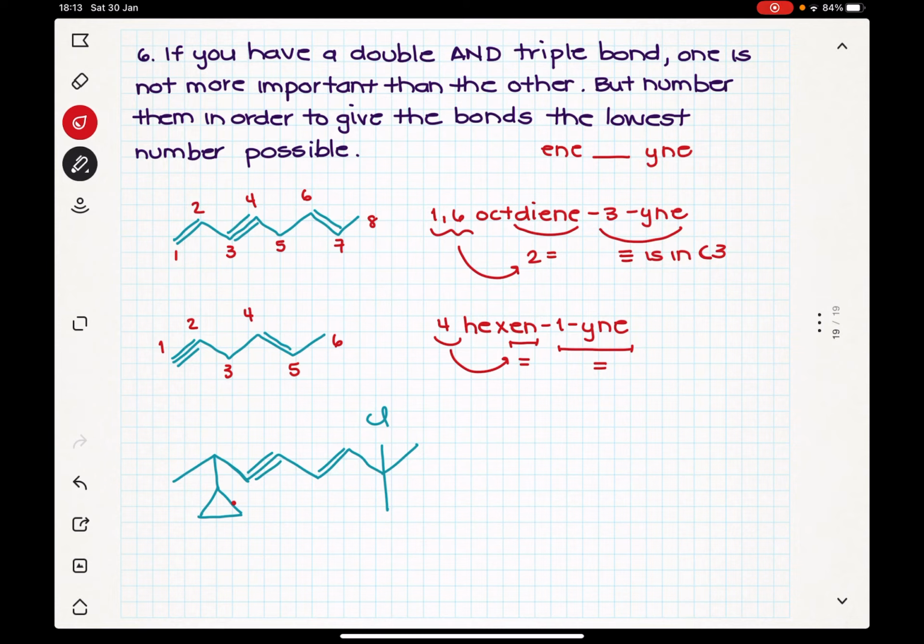The last one. In this case, I can go 1, 2, 3 or 1, 2, 3. Let's see where my numbering goes. I have 2 substituents in carbon 2, so I'm going to keep that numbering. So I'll start 1, 2, 3, 4, 5, 6, 7, and 8. Now let me identify the substituents. I have a chloro, I have a methyl, and I have a cyclopropyl.